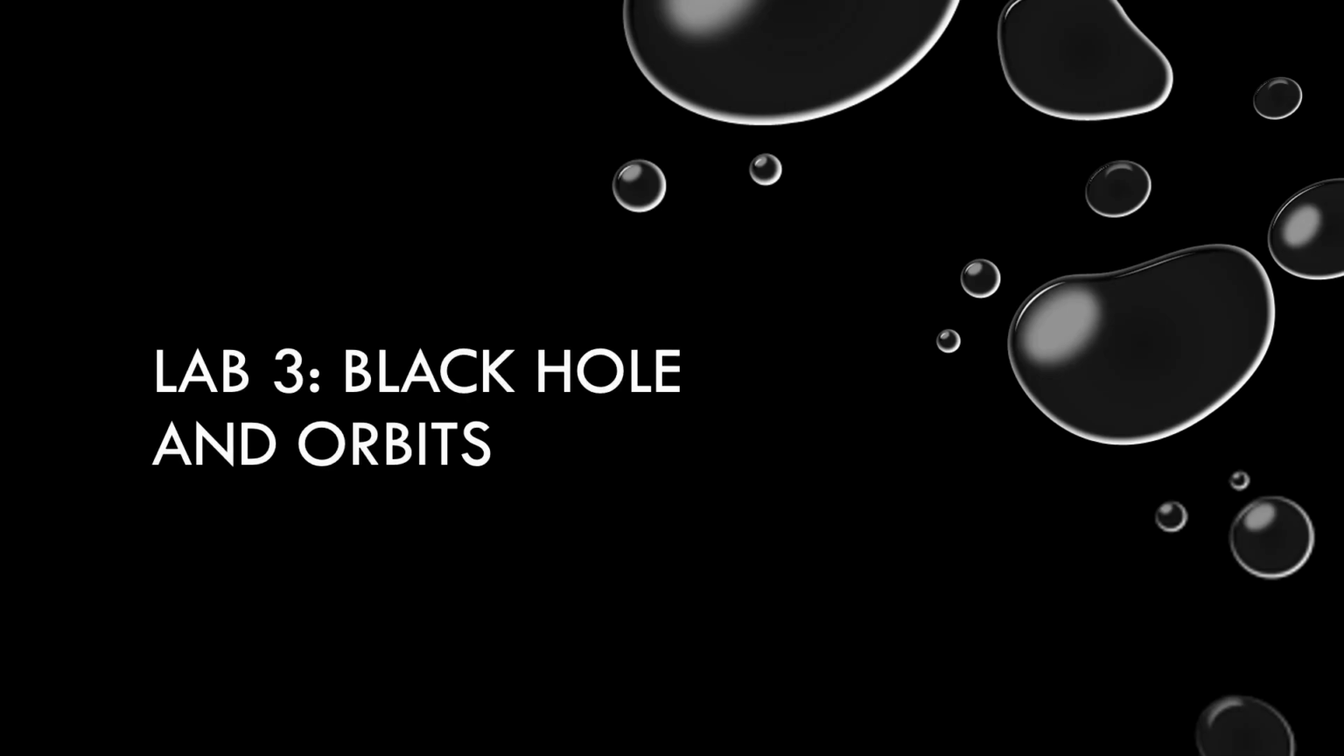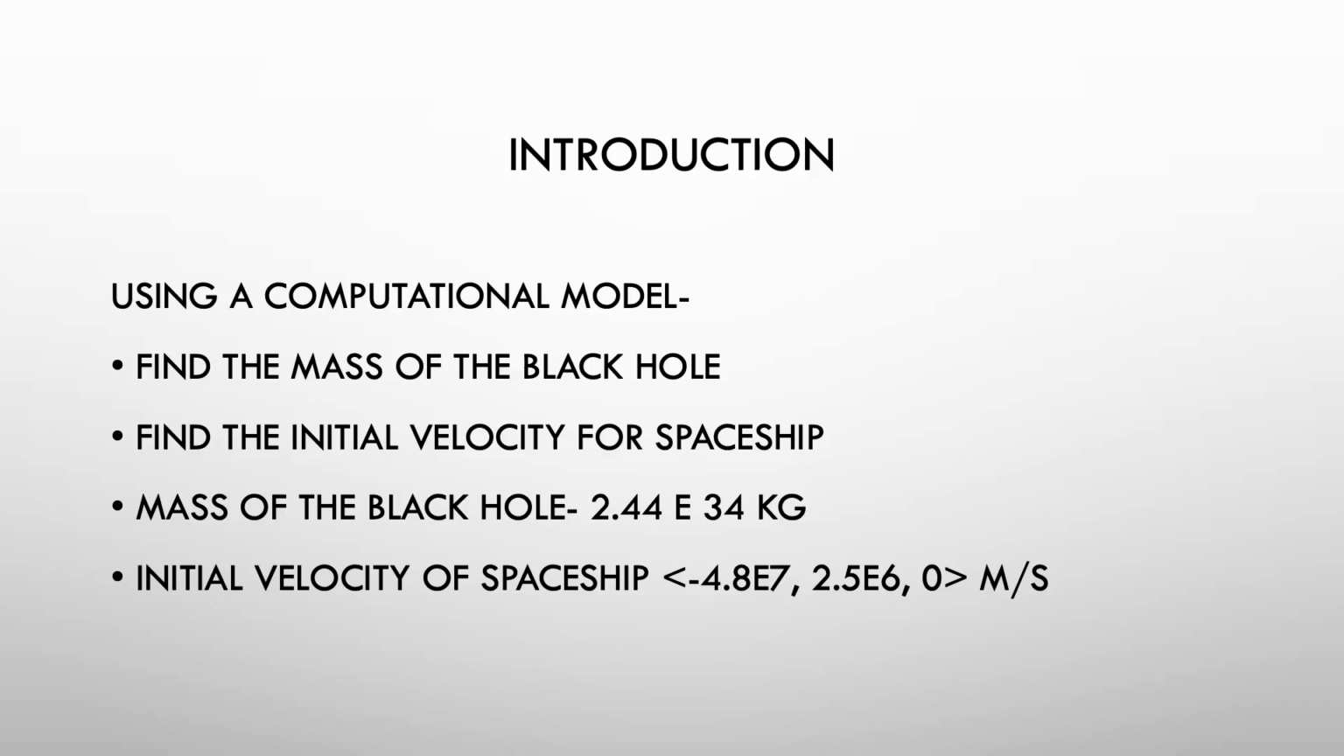Hello, this is Quincy and this is Physics 1 Lab 3, Black Holes and Orbits. The goal of this lab is to find the mass of a black hole using a computational model that shows the gravitational interaction between a star of known mass and the black hole. Then we want to use this mass to find the initial velocity for the spaceship to fly close to the black hole but not enter or hit the planet.